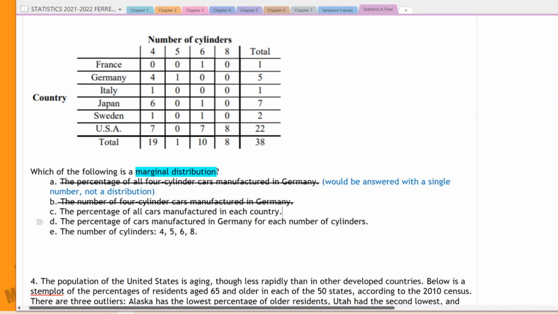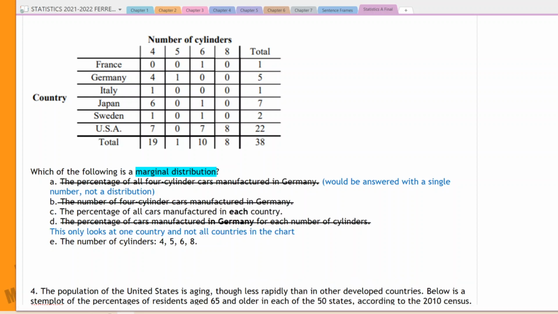The percentage of cars manufactured in each country, well, that's promising. The fact that we're saying in each country means that we're going to have to answer that with 6 different values, 6 different percentages. So I'm going to leave that in there for now. Letter D says the percentage of cars manufactured in Germany for each number of cylinders. And while that does sound pretty good, the fact that it's only Germany makes this not a marginal distribution.